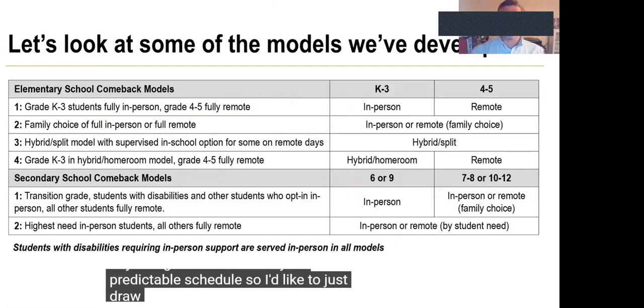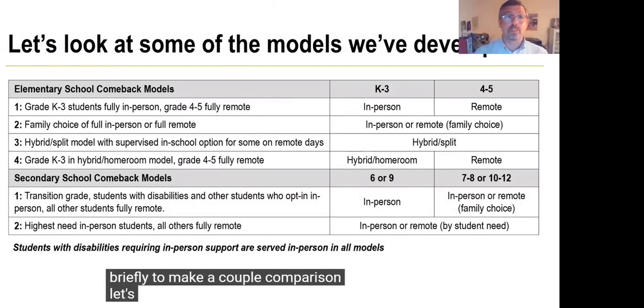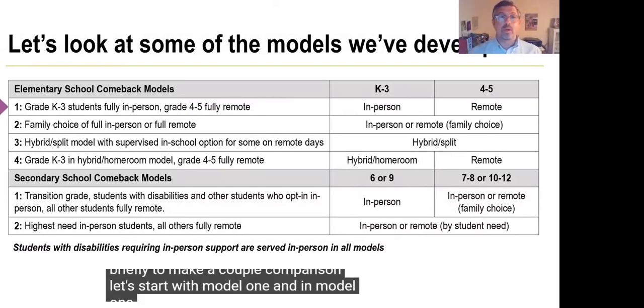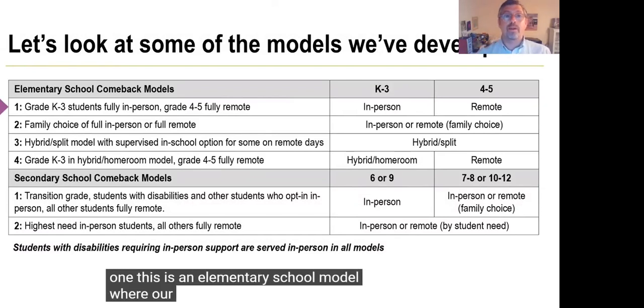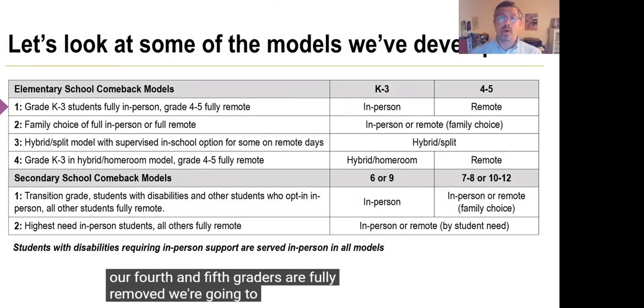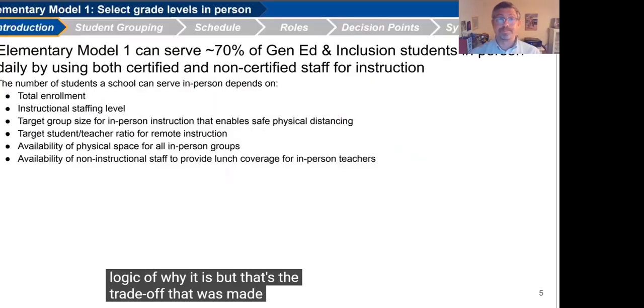So I'd like to just draw on Model 1 and Model 3 briefly to make a couple of comparisons. Let's start with Model 1. In Model 1, this is an elementary school model where our kindergarten through 3rd grade students are fully in person and our 4th and 5th graders are fully remote. And we're going to walk through the logic of why that's the trade-off that was made.